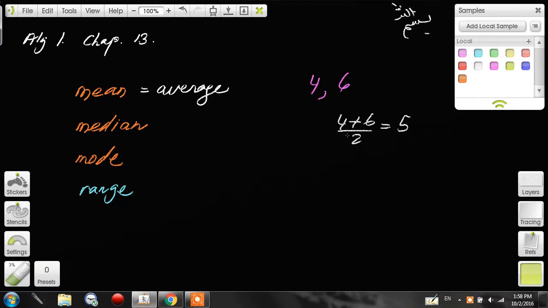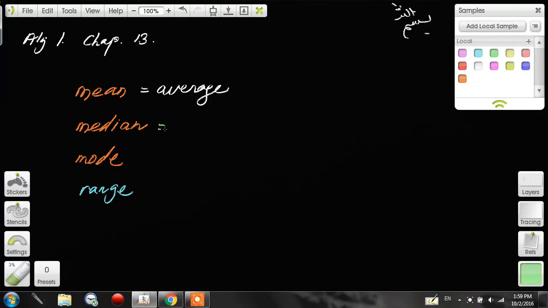And if you had three numbers, 4, 6, and 12, the mean would be 4 plus 6 plus 12 divided by 3. Okay? So, whatever that comes up to be, so to speak. So that's easy enough, right? Mean is the average.